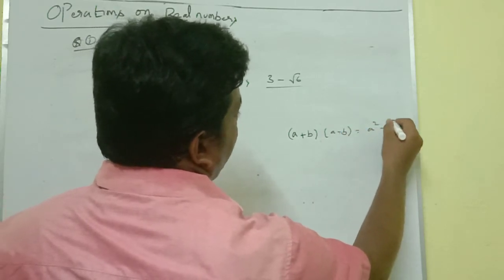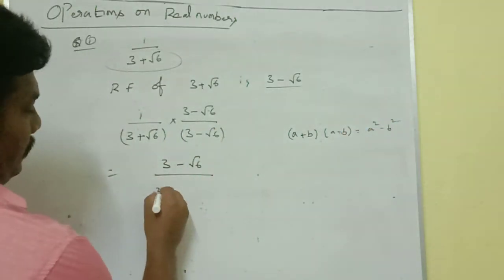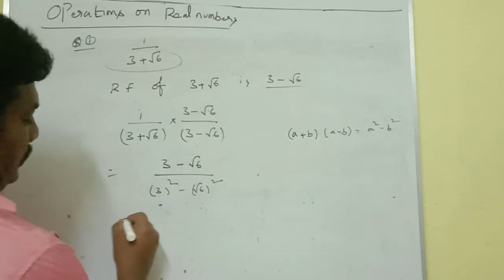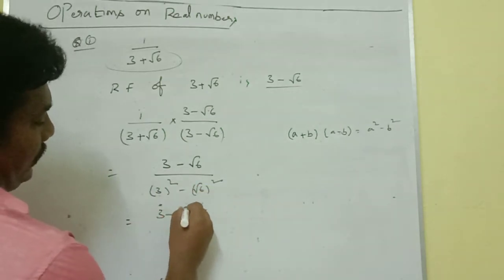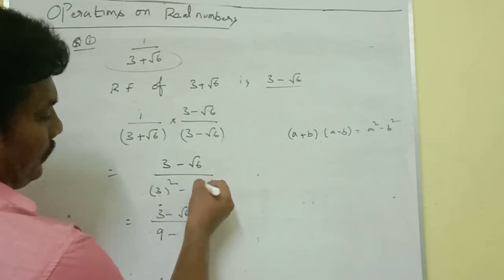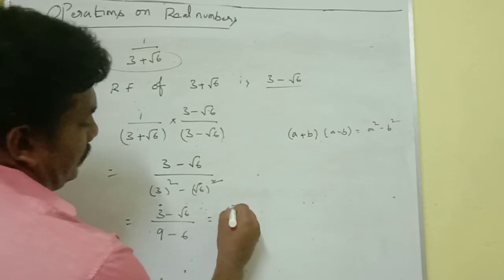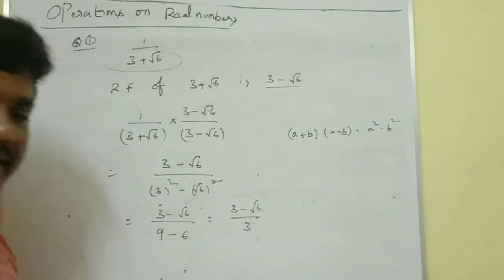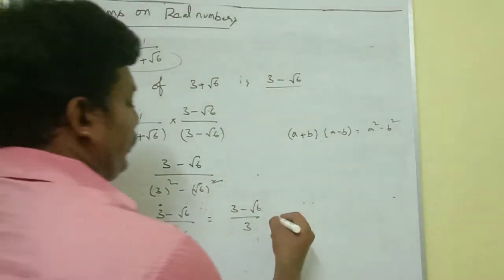This is a square minus b square. Under this formula, this is 3 square minus root 6 whole square. So this can be written as 3 minus root 6 by 3 square, in the sense 9, minus root 6 whole square, and the root gets cancelled, it is 6. So the answer is 3 minus root 6 by 3, since 9 minus 6 is 3. So this is our solution.